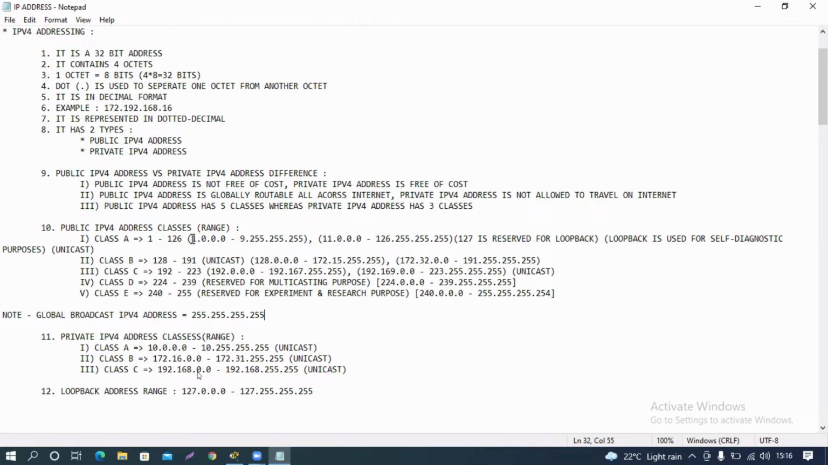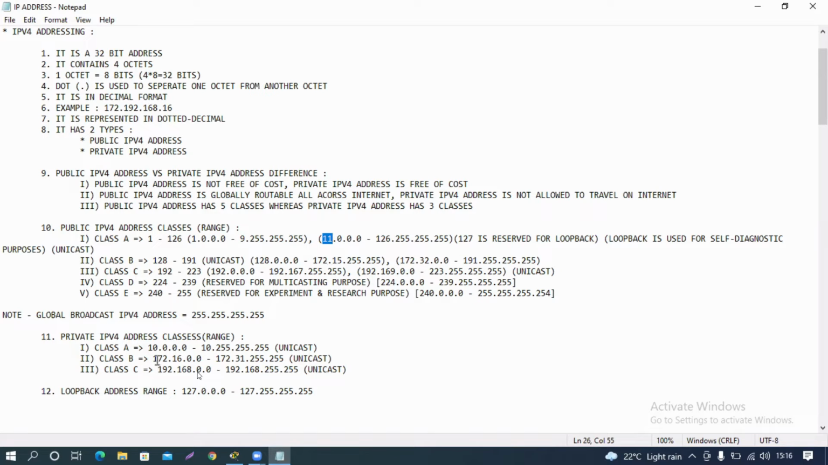So this is the full range, everyone. From 1 it starts, right? 1.0.0.0 to 9.255.255.255. You are having the first range. Then again from 11.0 it starts and ends at 126.255.255.255. In between 1 to 9 and 11 to 126 there is something missing, right? Yes, something is missing between 9 and 11.